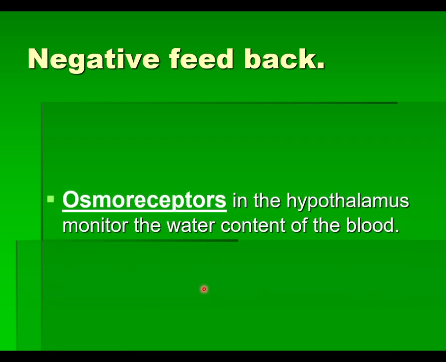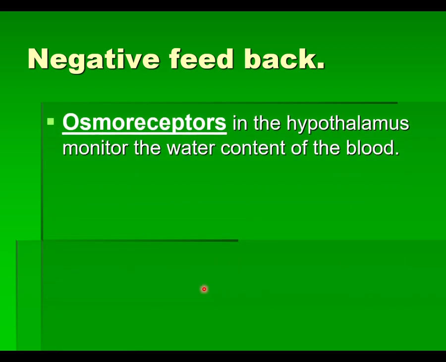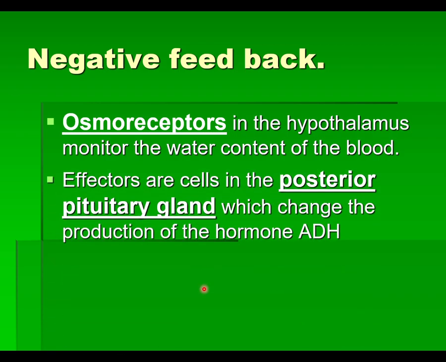Now we're going to look at negative feedback. At one point we are going to look at positive feedback as well, but negative feedback is by far and away the most common homeostatic mechanism within the body. So in the brain, in the hypothalamus, which is the part of the brain right in the middle, you have a location of your osmoreceptors. Osmoreceptors are basically monitoring the water potential of the blood. Then you have these effectors, cells in the posterior pituitary gland, and they change the production of the hormone ADH, which stands for antidiuretic hormone.